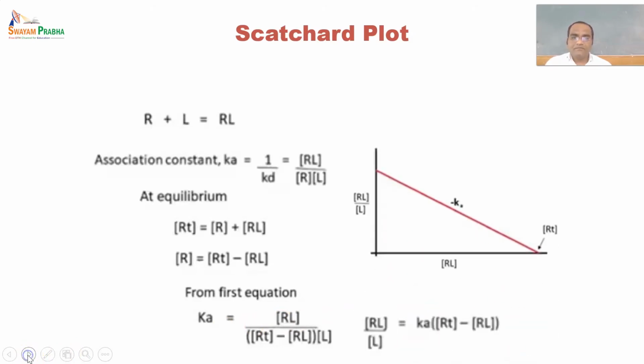So now we will plot a graph for this purpose. Here you can see on the y-axis it is the concentration of RL divided by the concentration of L, and the concentration of RL is on the x-axis. RT is the x-intercept, and Ka is the slope, that is minus Ka.